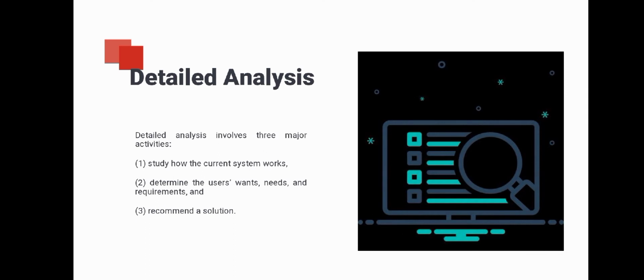Detailed analysis. Detailed analysis involves three major activities. One, study how the current system works. Two, determine the users' wants, needs, and requirements. And three, recommend a solution. System analysts develop a proposed solution without regard to any specific hardware or software. They make no attempt to identify the procedures that should be automated or manual. A major task for the system analyst is to document these findings in a way that can be understood by anyone.